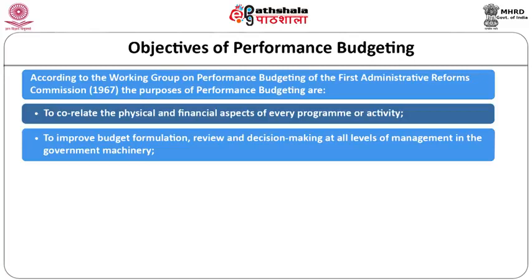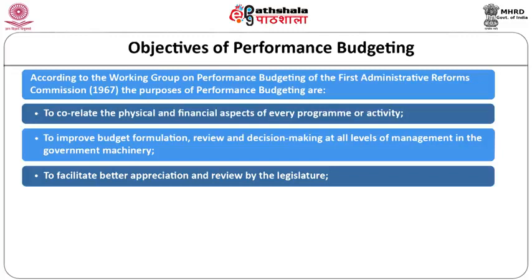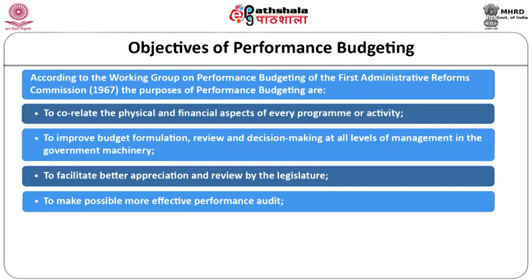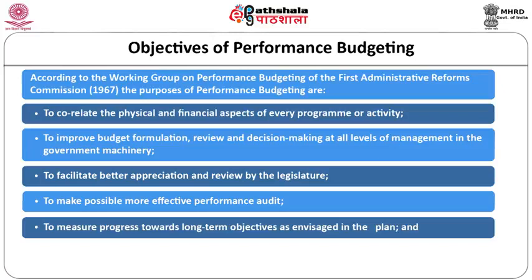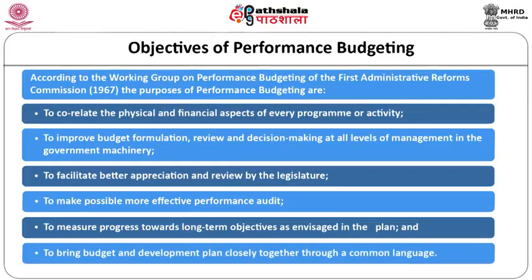Number 3, to facilitate better appreciation and review by the legislature. Number 4, to make possible more effective performance audit. Number 5, to measure progress towards long-term objectives as envisaged in the plan. And number 6, to bring budget and development plans closely together through a common language. And by that means, if we have this kind of objectives, we may be able to measure the performance of the government, and we may have better financial control in preparing the budget, so that there may be lesser wastage, elimination of wastage of financial resources, which may not be possible in the conventional budgeting system.